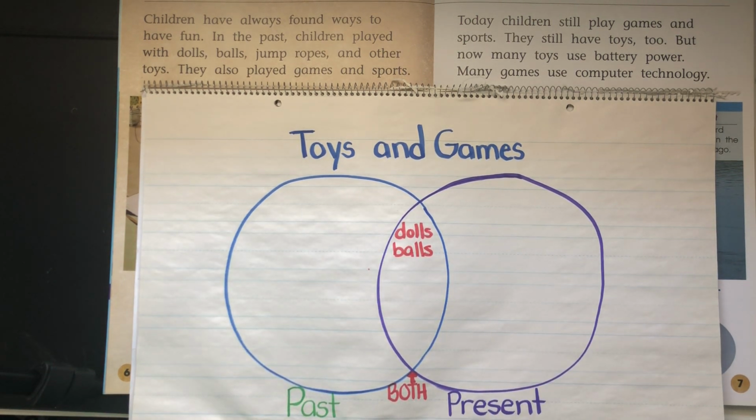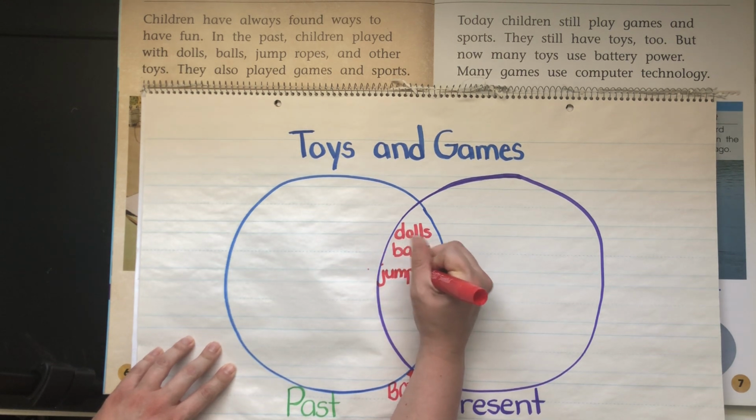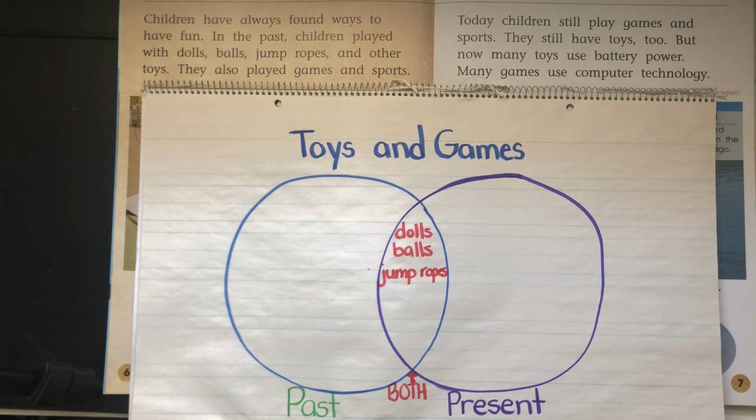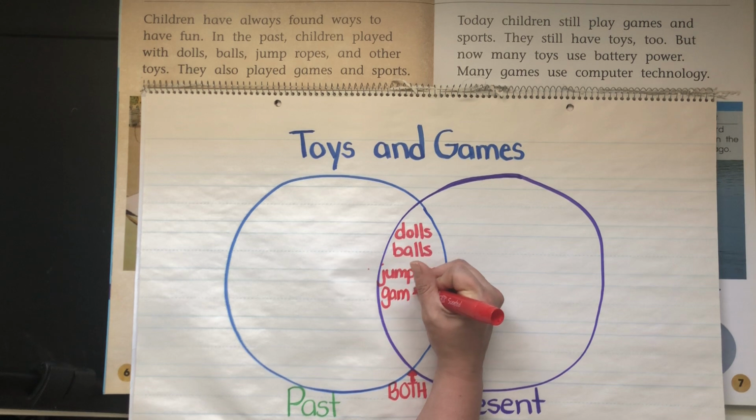What about jump ropes? Oh my goodness, you guys were learning so much with Miss T and Jim with jump ropes. So we could put that on both. Jump ropes. And other toys. They also played games and sports. Do you guys like to play games? Yes. Do you like to play sports?